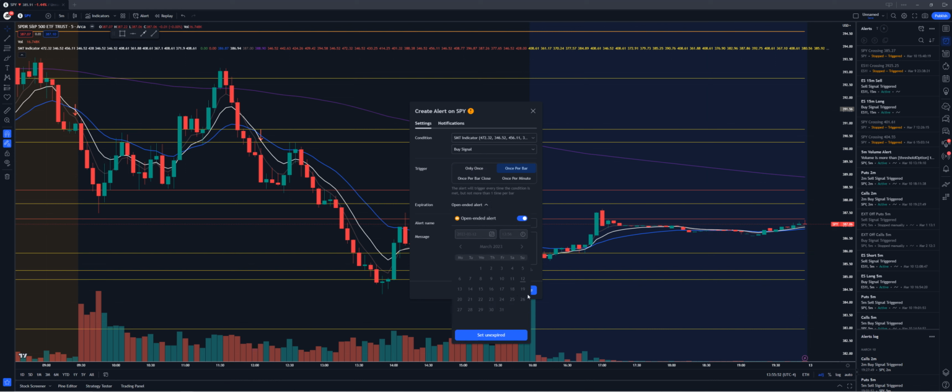If you don't have a pro plan or something like that, you can just keep putting it a couple months out and you don't have to worry about that. You can put a custom alert name, so I would have done like 5-minute buy signal for SPY.